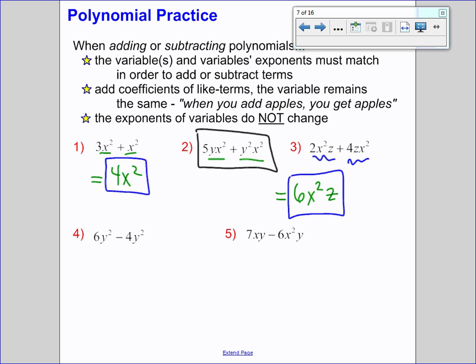Okay, so 6y squared minus 4y squared, these are like terms because the y term both has the same exponent, so I can combine them through addition or subtraction. The result is 2y squared. And in the second problem, 7xy minus 6x squared y, the variable components do not match exactly. This first term does not have x to the second, and the second term does have x to the second, so guess what? This is fully simplified. We cannot combine those terms through addition or subtraction.